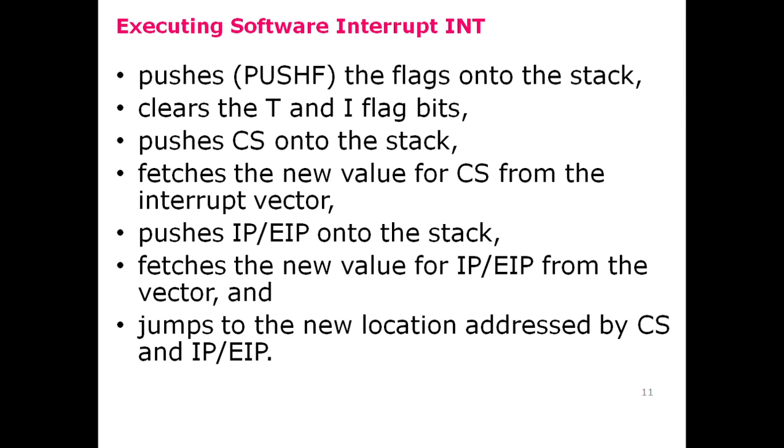It fetches the new value for IP or EIP from the vector. Remember that in the interrupt vector, there are 4 bytes, so 2 bytes would cover the instruction pointer content and 2 bytes would cover the code segment content. And then it jumps to the new location addressed by the code segment and the instruction pointer loaded from the interrupt vector.